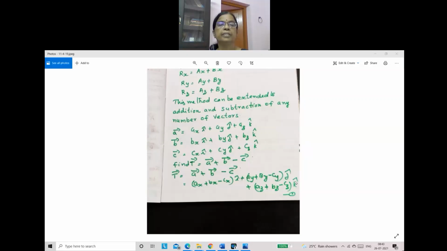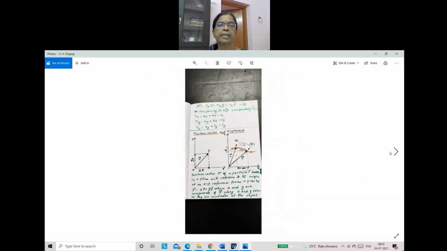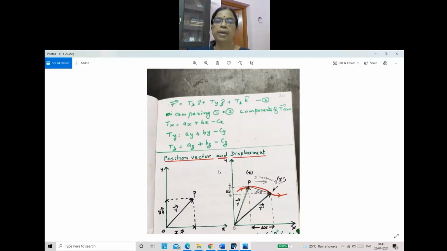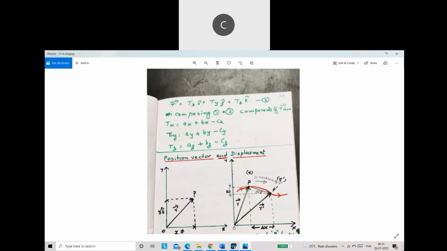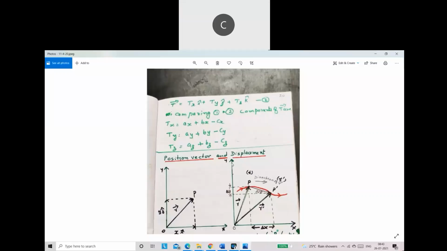That is the way of writing. If in place of Ax it is 6, Ay it will be 4, Az it will be 3, like that, numbers. So you can do the analytical method of vector addition easily. Then we get a new vector where Tx equals Ax plus Bx minus Cx, Ty equals Ay plus By minus Cy, and Tz equals Az plus Bz minus Cz. Okay, we are subtracting the vector C from A plus B.